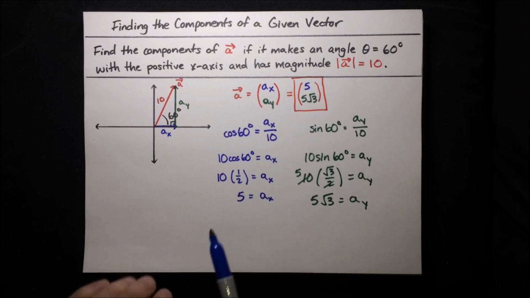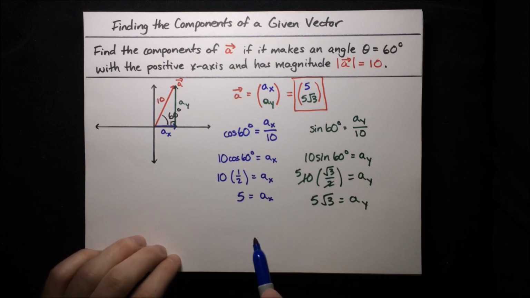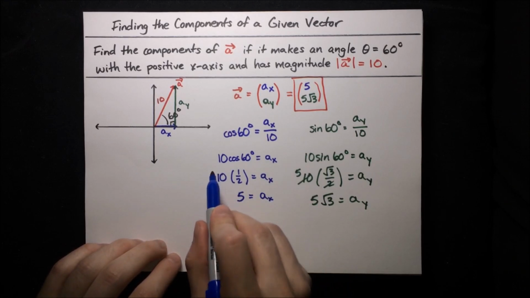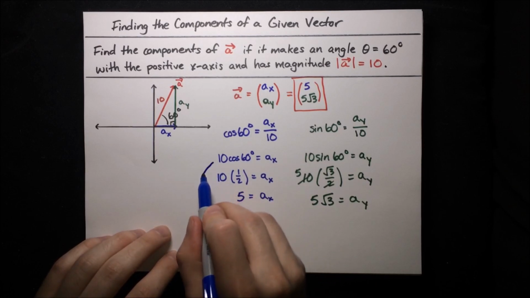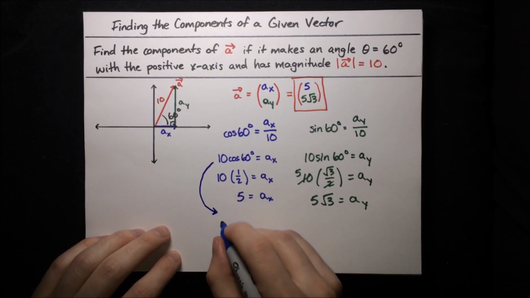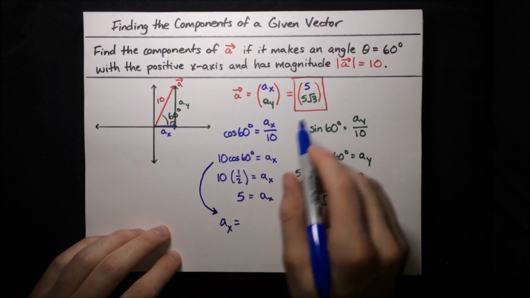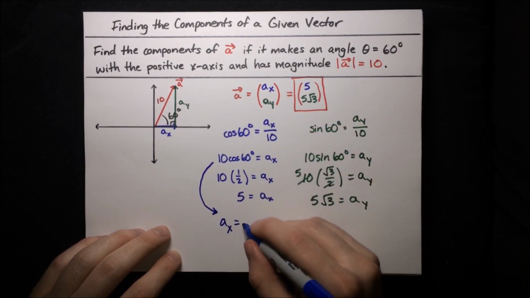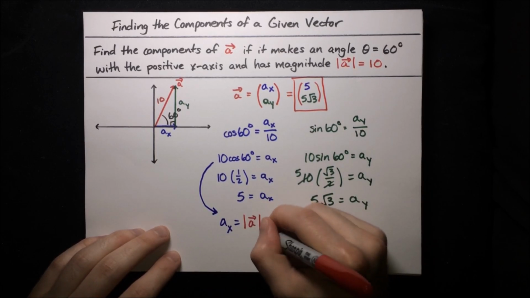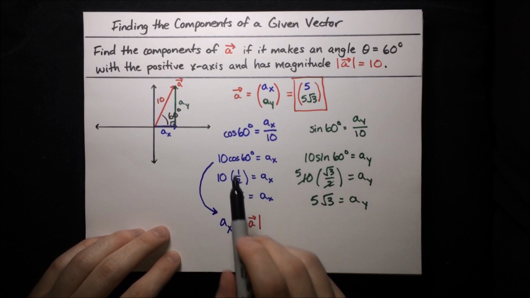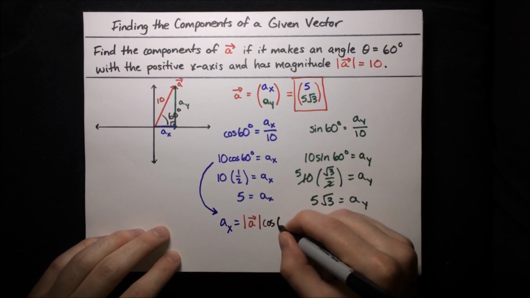Great, so now that we've done a concrete example, let's look back at our work and write down a general formula. So in particular, look at this line here. AX is equal to 10 cos 60 degrees. In general, we can write that AX is equal to, so 10 was the magnitude of A, so AX is equal to magnitude of A times cosine of the angle. Angle was 60 degrees, so cos theta.